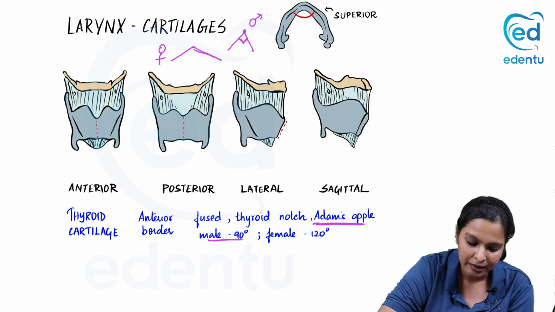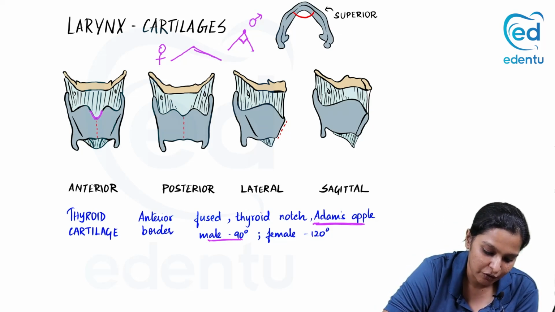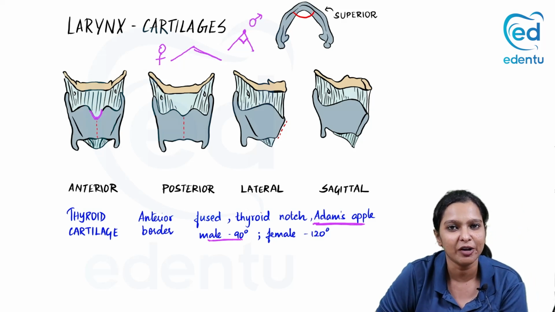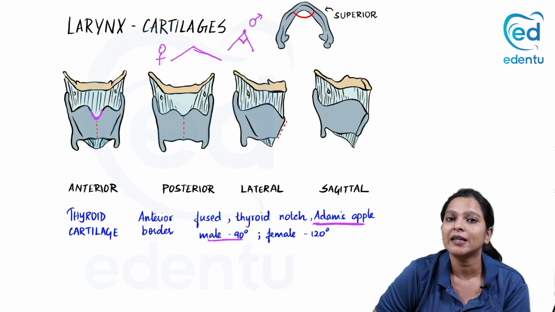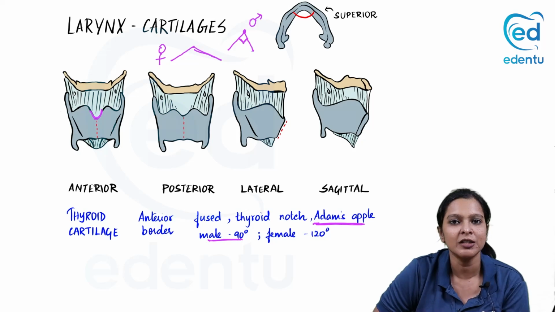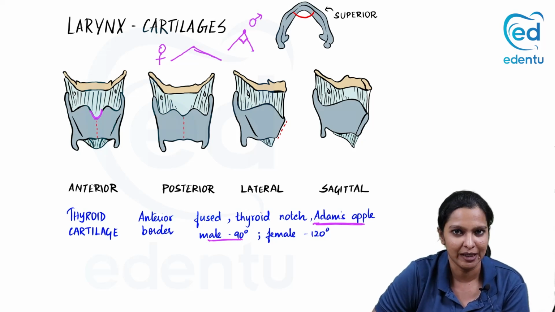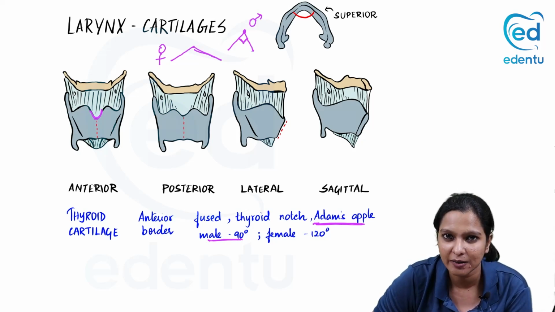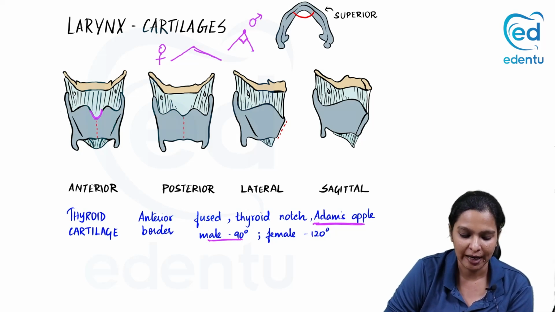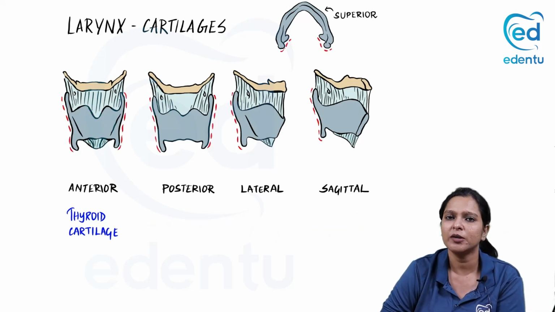Here you can see a notch. This is called the thyroid notch. So the angle at the thyroid notch in the superior border in the midline is responsible for the Adam's apple. So this is about the anterior border. What about the posterior border?